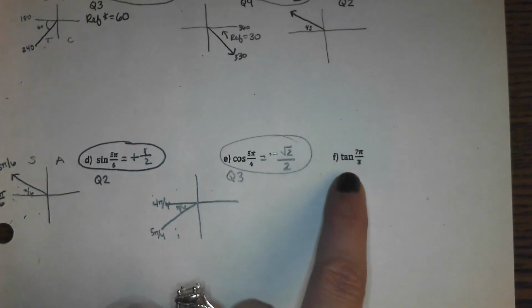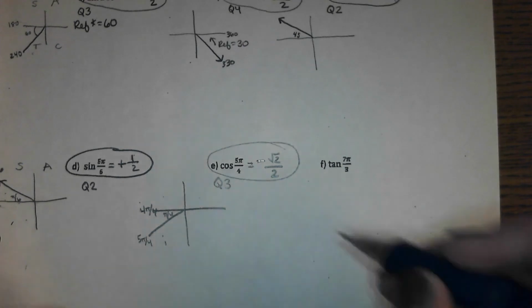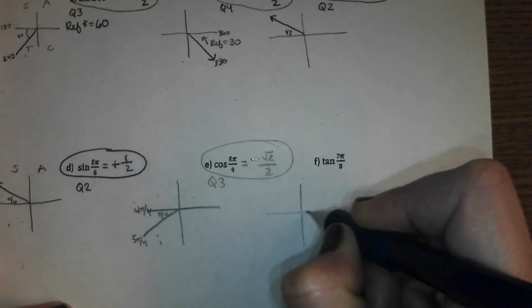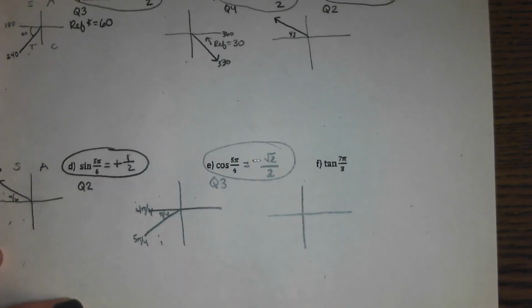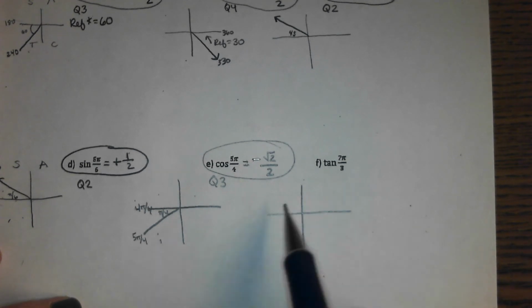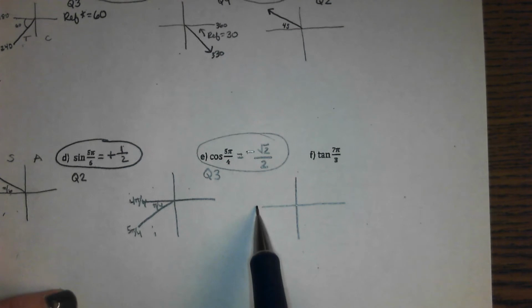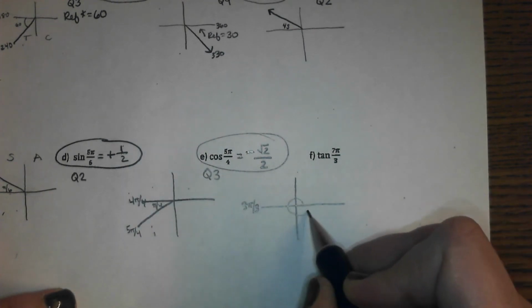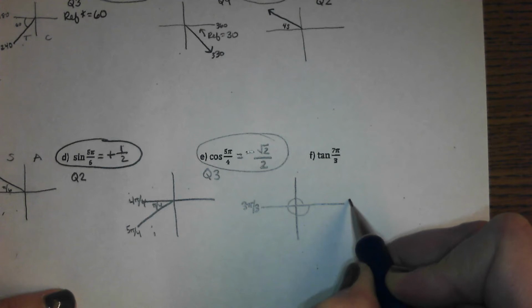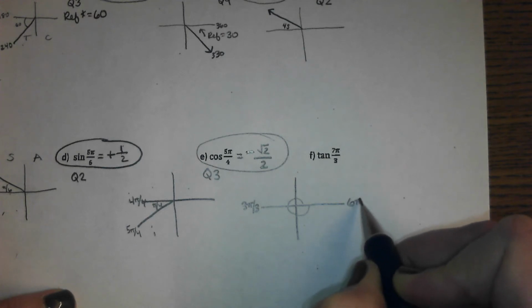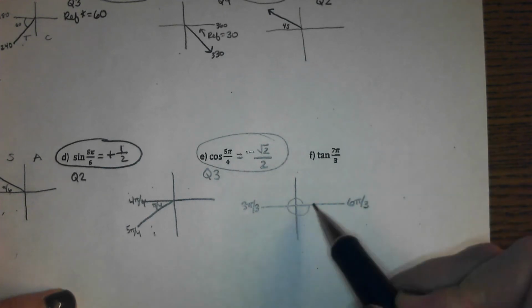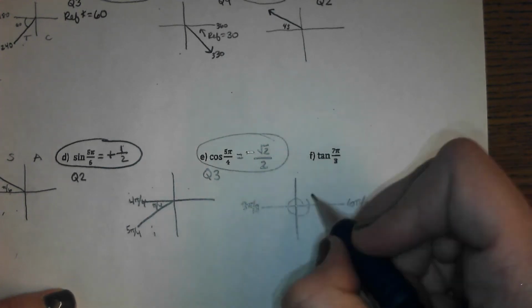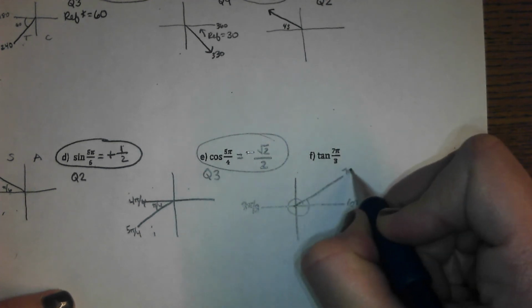7 pi over 3. Lucas B., what quadrant? Nope. If it's pi over 3, how would you label this one? 3 pi over 3. And how would you label, if you kept going around a full circle, how would you label this one? 6 pi over 3. So quadrant 1. Very good. So that's 7 pi over 3.